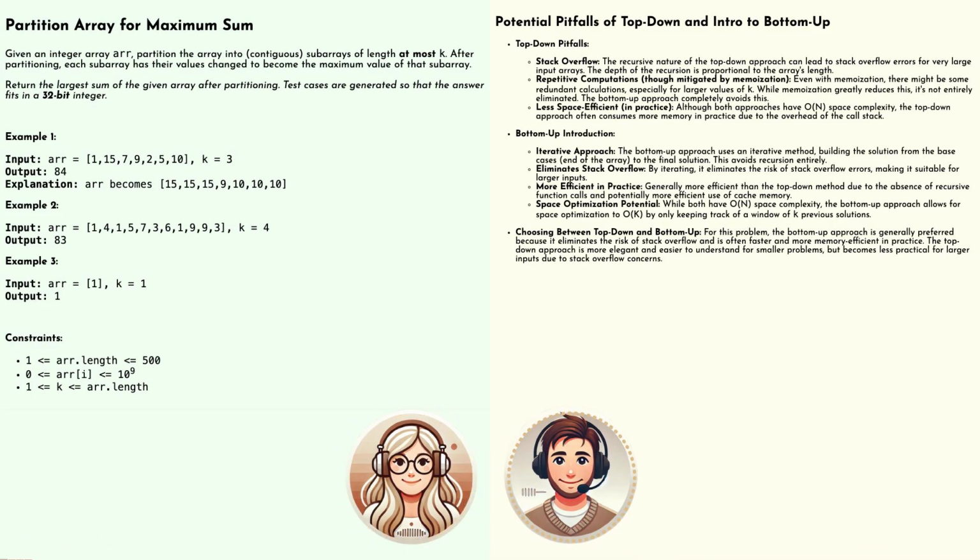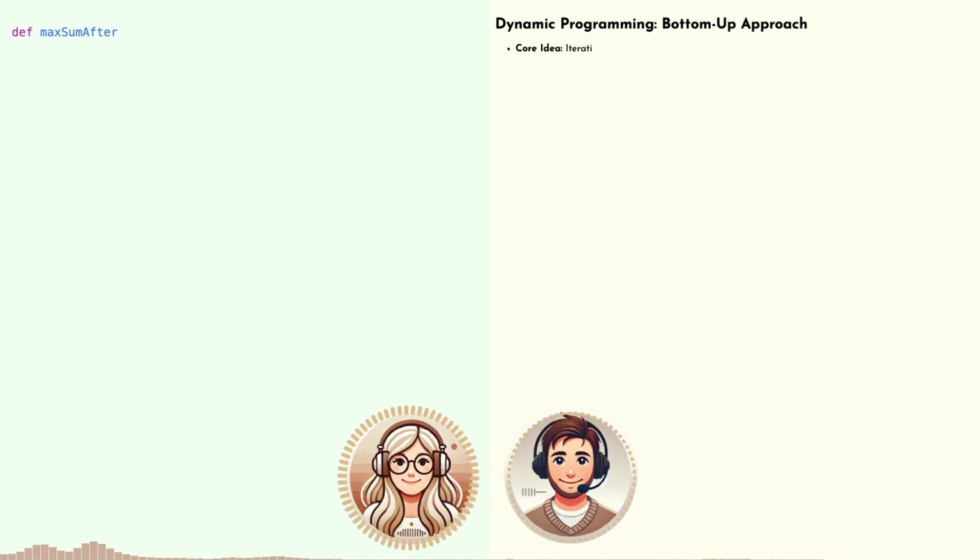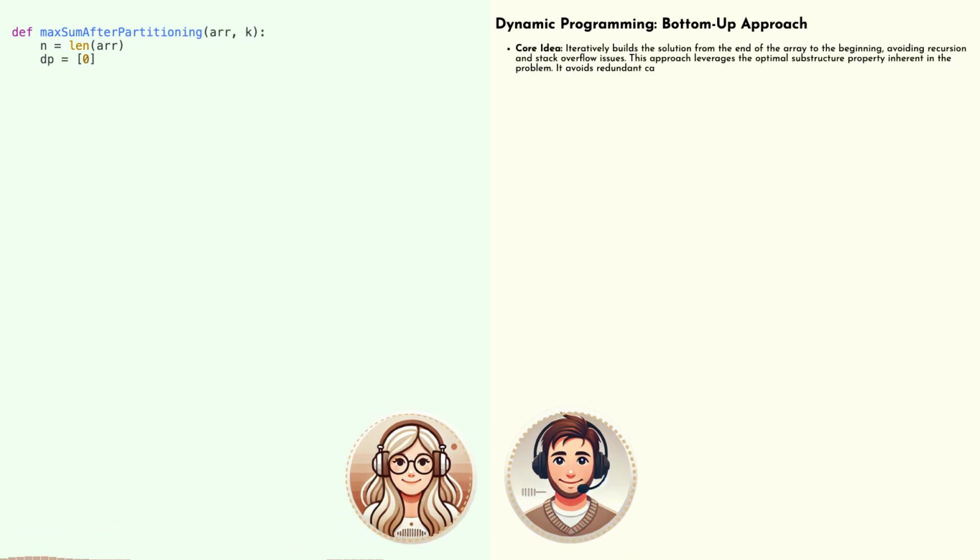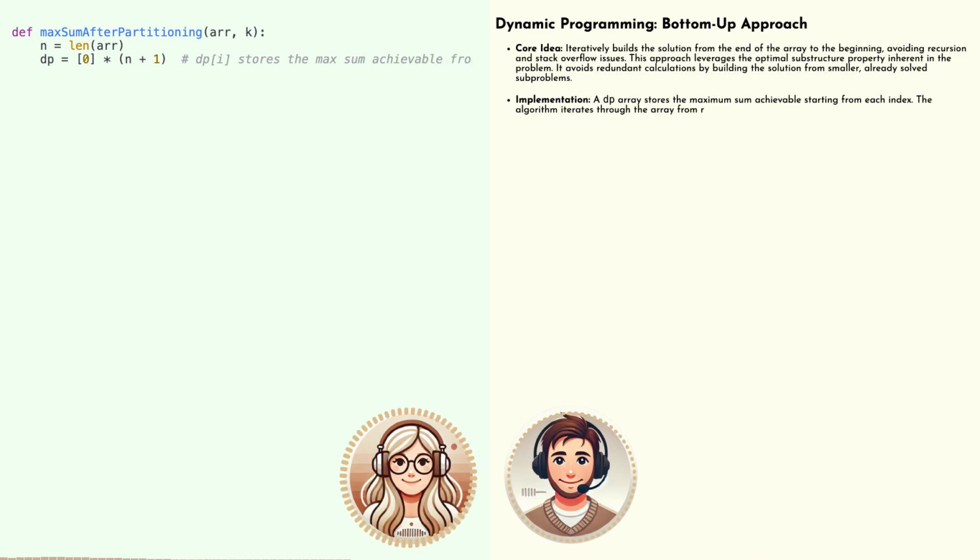You could say that. Let's walk through it. Okay, I'm ready. How do we get started with this bottom-up method? With the bottom-up approach, we start by initializing the last element of our DP array to 0. This makes sense because if we're at the very end of the array, there's nothing left to sum up.